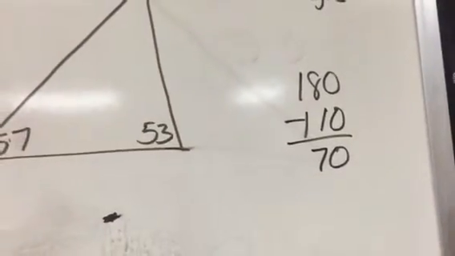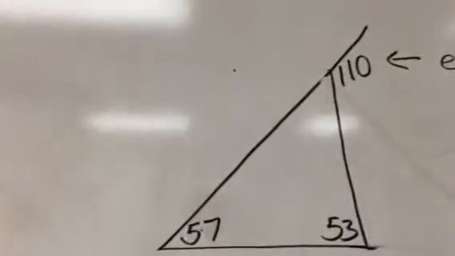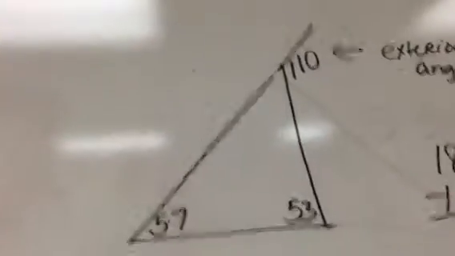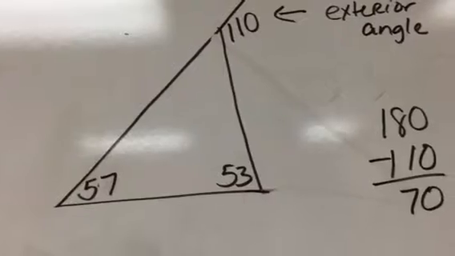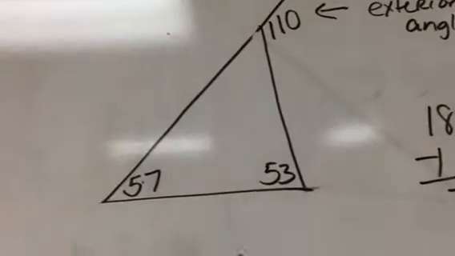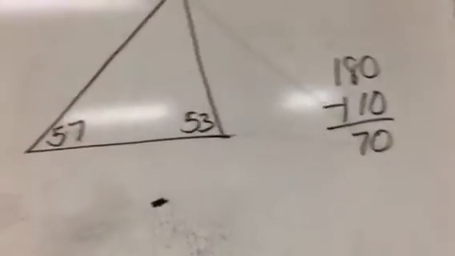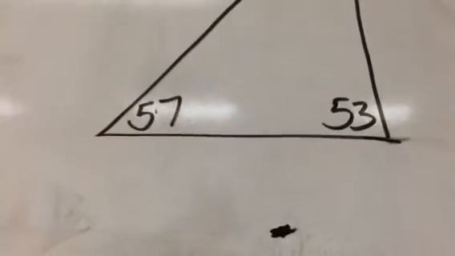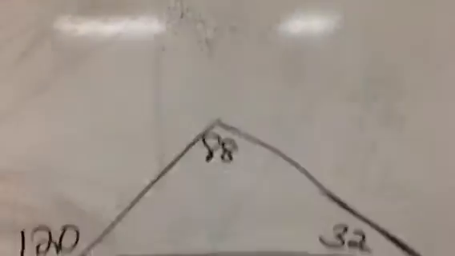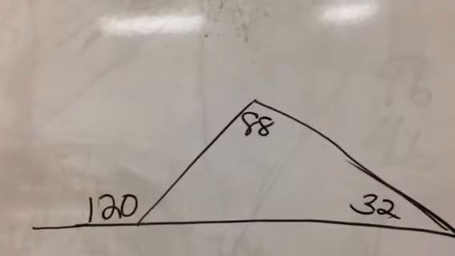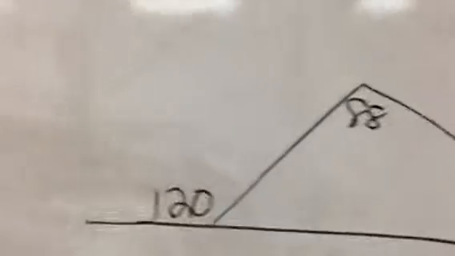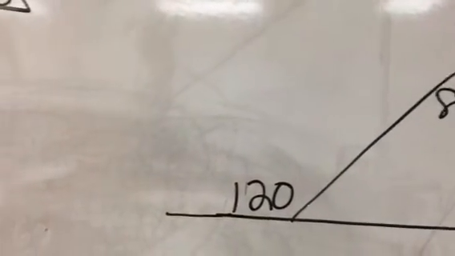So there you have it. 180 minus 110 is 70. So 110 and the other angle next to it is 70. You know the angles of a triangle are 180, so they should all add up to 180. If you notice 57 and 53, if you add those together, you get 110. Okay, here's another example. If I have 88 and 32, if I add those together, I get 120, and there's the exterior angle of the triangle.